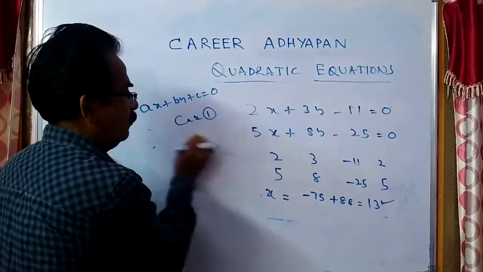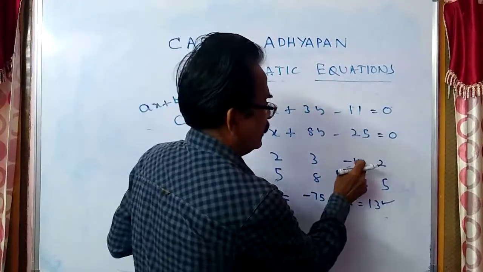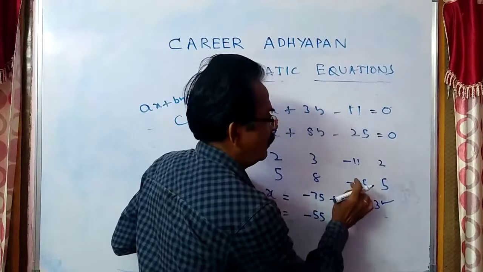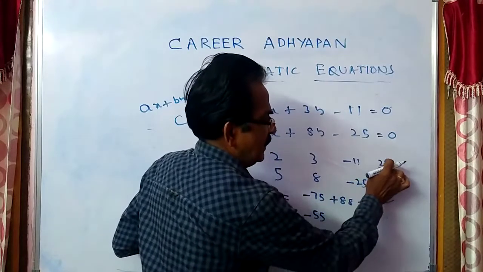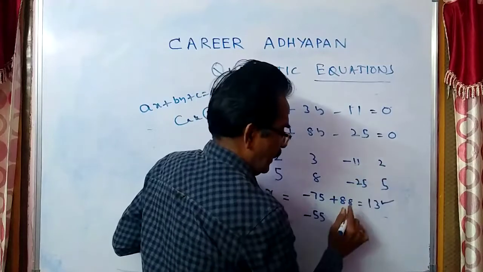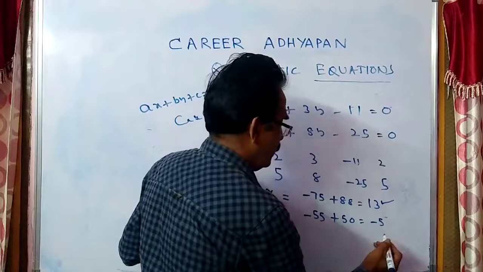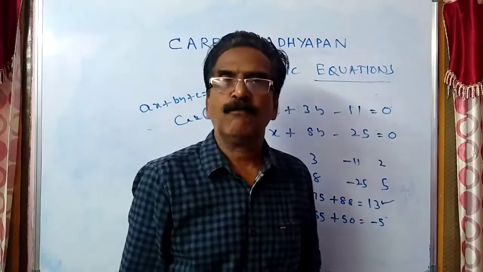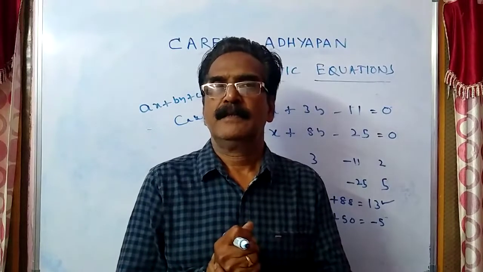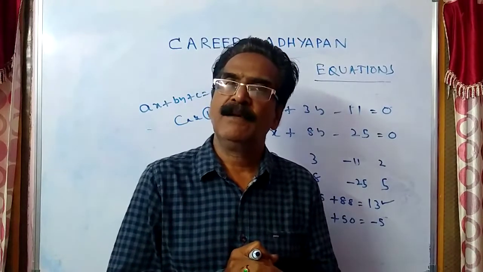And then coming to y, this into this minus this into this: minus 11 into 5 is minus 55, minus 25 into 2 is minus 50, minus of minus 50 is plus 50. This is equal to minus 5. So x is 13, y is minus 5, x greater than y.